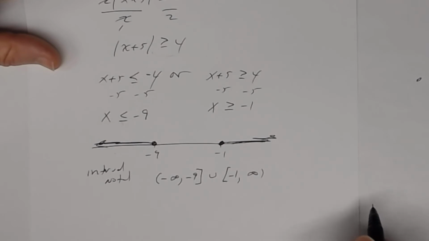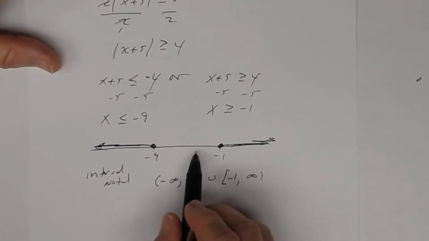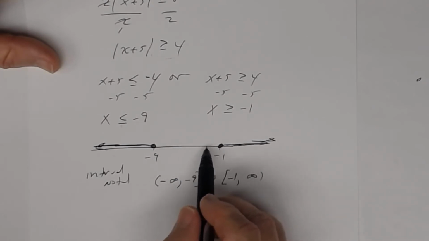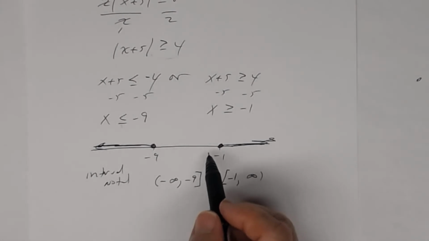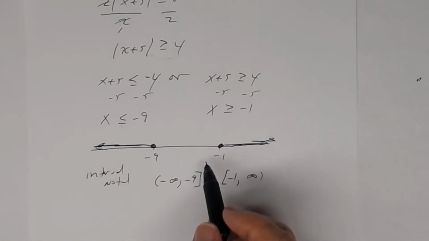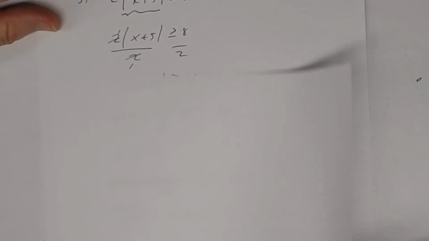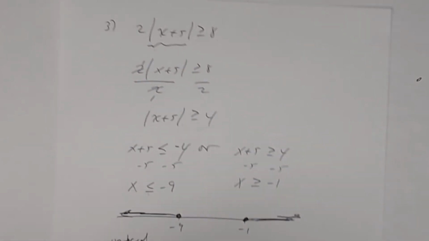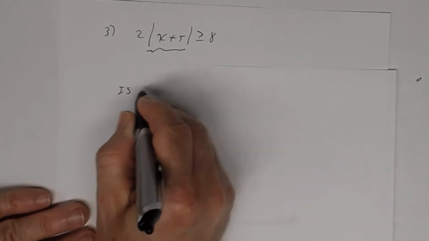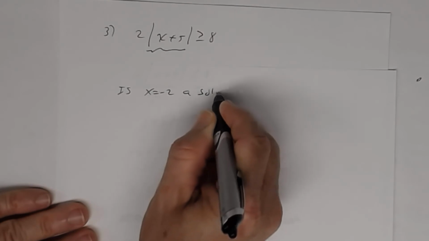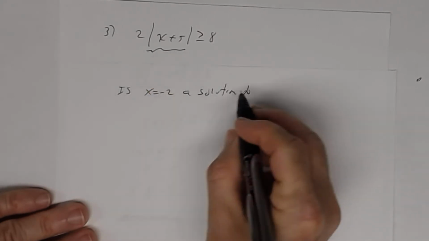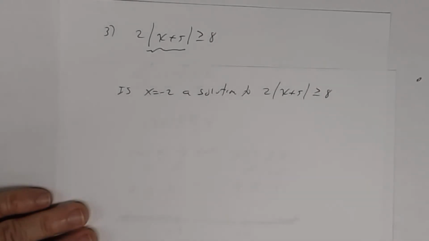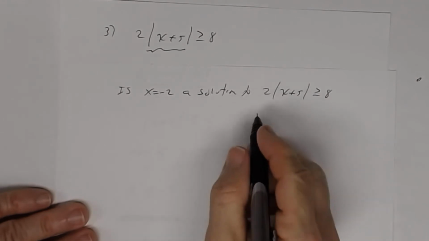Okay? All right. Now I want you to notice something. You see that negative 2 is not a solution, right? Negative 2 is right here. That's not shaded. Just like I did in some of the other problems, I want to ask you this question: why is negative 2 not shaded? It's not shaded because it's not a solution. So let's see. Is x equal to negative 2 a solution to 2 times the absolute value of x plus 5 is greater than or equal to 8? We know the answer better be no. So let's see why, though.